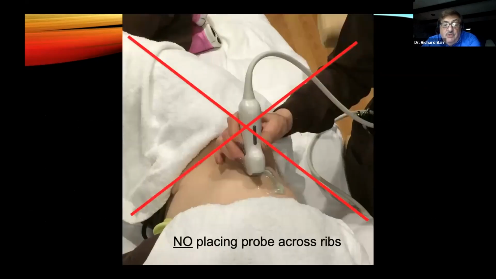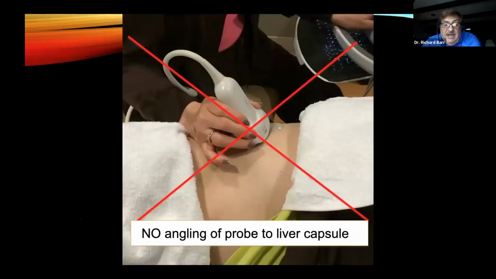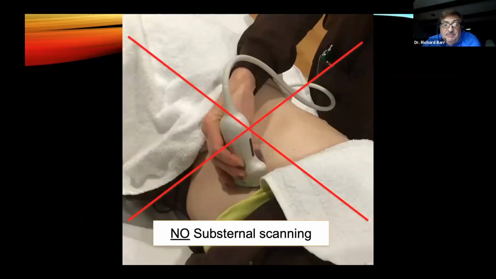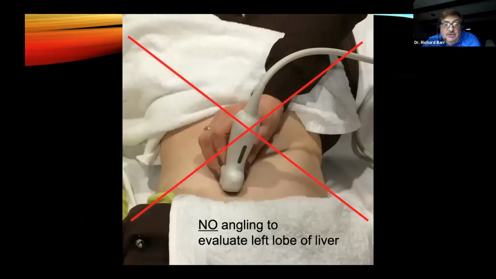You do not want to place the probe across the ribs. You do not want to angle the probe to the liver capsule. You do not want to do any substernal scanning. You do not want to angle to evaluate the left lobe of the liver. The left lobe of the liver is very difficult to get accurate measurements from because we always have motion in the left lobe from the pulsations of the heart.